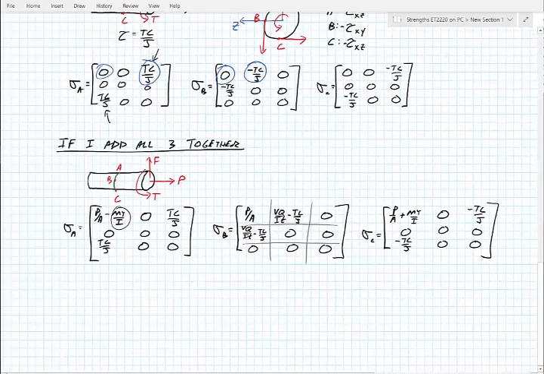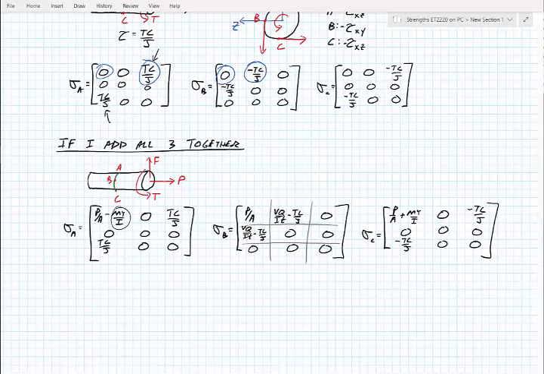So that's what it looks like when I break it all apart and then add it all back together. And so the next video will have an actual example. Hopefully you can follow along with that.